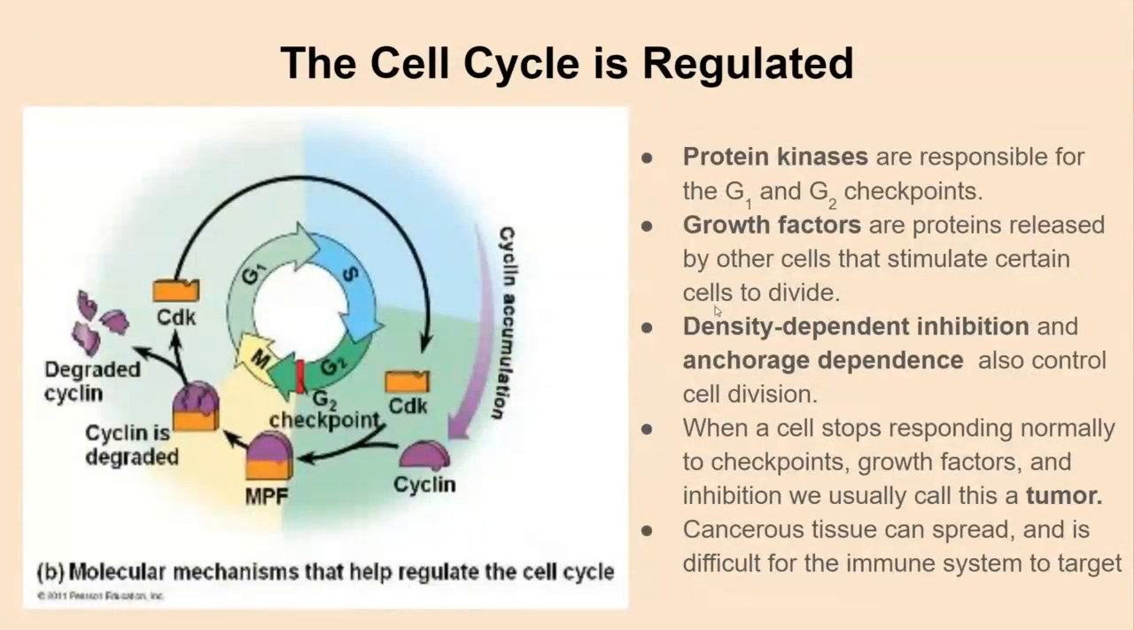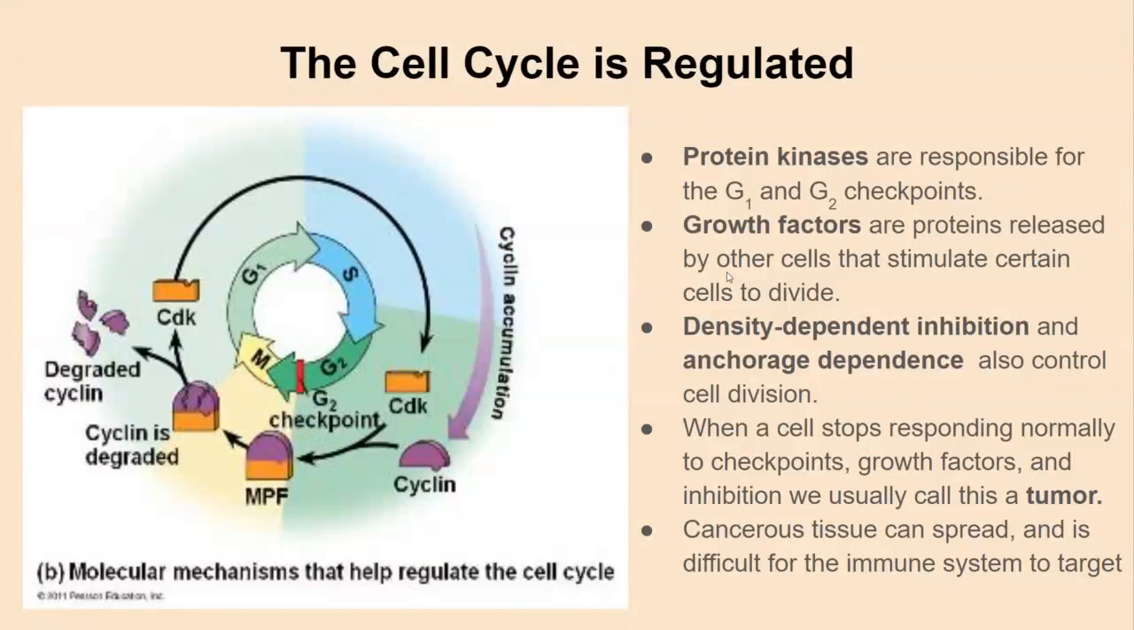This is really great because it ensures that no mistakes are made or no extra cells are made when we don't need them, especially considering density-dependent inhibition, meaning the cell will not release growth factors, which are necessary for cell division, or protein kinases that are necessary to pass the checkpoint if the cell feels crowded. That means we don't need any more of that cell because we have plenty of that type of cell. So the density-dependent inhibition will not undergo cell division, whereas if we release growth factor, the cell will divide.